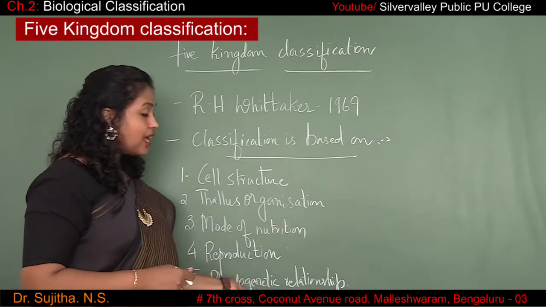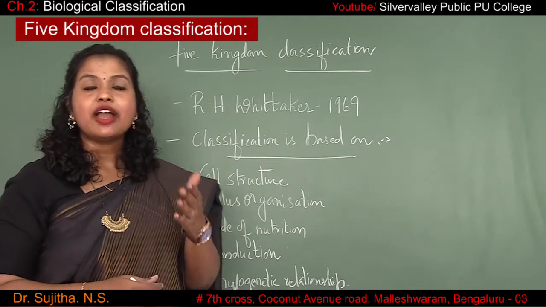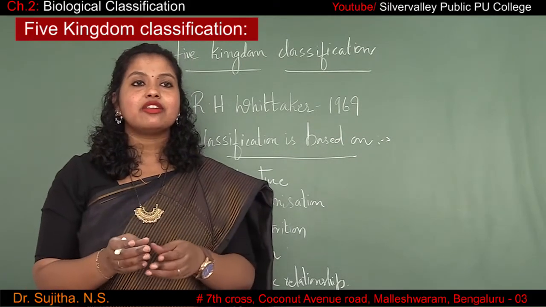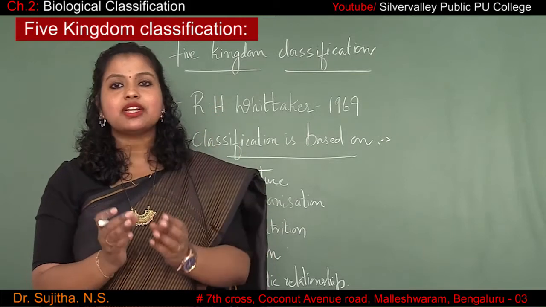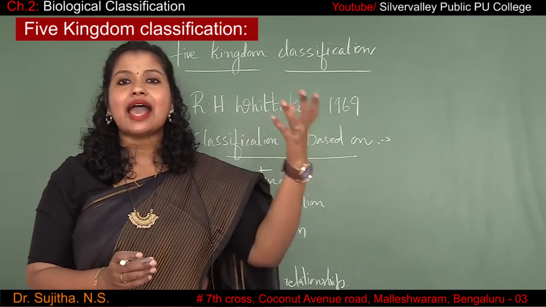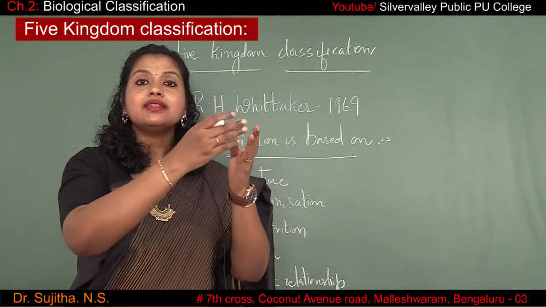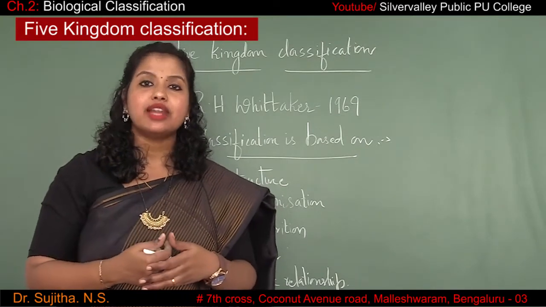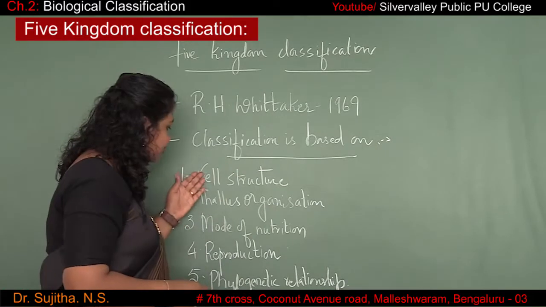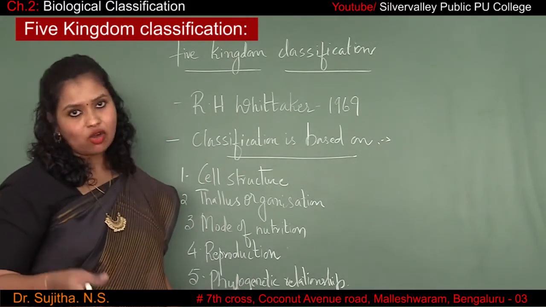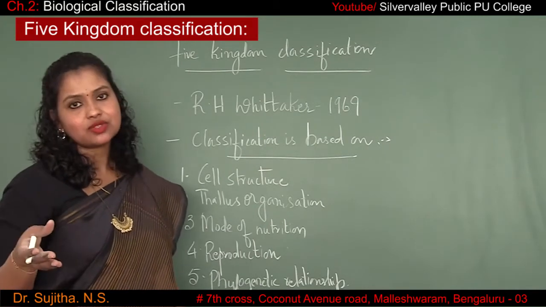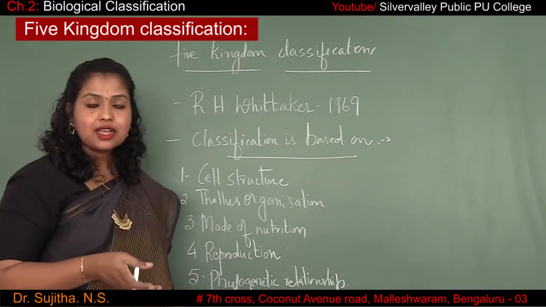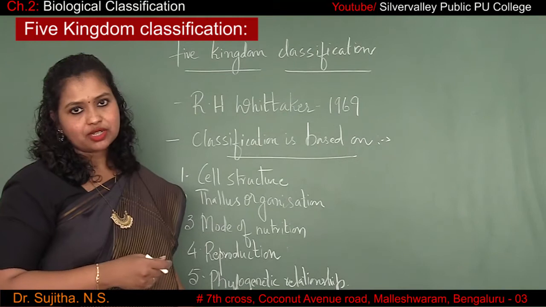The fifth one is based on the phylogenetic relationship. Phylogenetic means evolutionary relationship. Whether this organism is related to other organisms. How did this particular living organism exist? Who were its ancestors? By comparing this ancestor lineage, this is called the phylogenetic relationship. So based on these factors, he divided the living organisms into 5 different kingdoms. This is called the 5-kingdom classification. And yes, this classification is highly accepted.